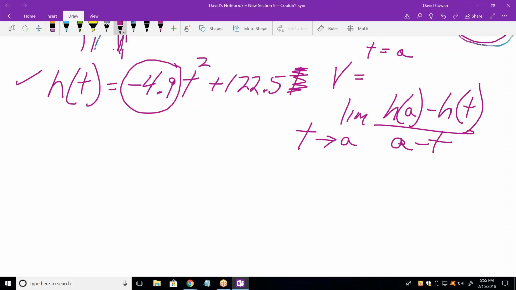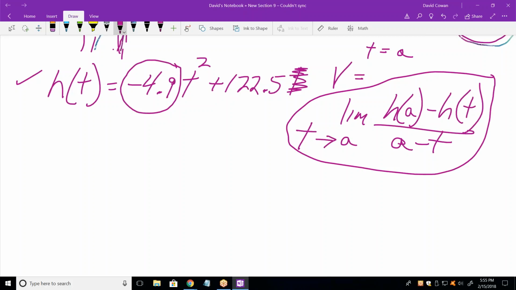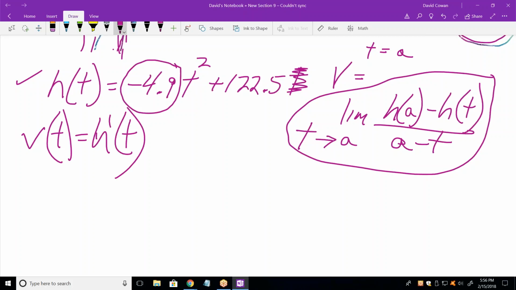Okay. What you're looking at here is the first derivative. That's the definition of the first derivative as t approaches a. That's the exact definition. So, let's take the first derivative. In other words, v of t is equal to the first derivative of h of t. The velocity is always the first derivative of position.